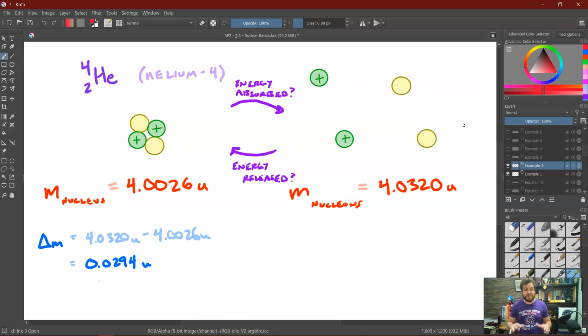And I'm going to go ahead and tell you, a lot of times we're going to have longer decimals than usual here because we're dealing with very, very tiny numbers. That's okay. We have to be really precise in this unit. Okay, so we got 0.0294 u.